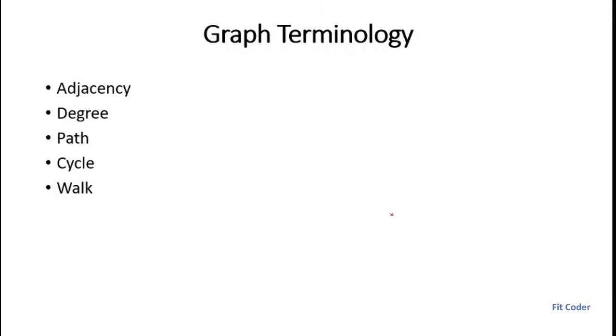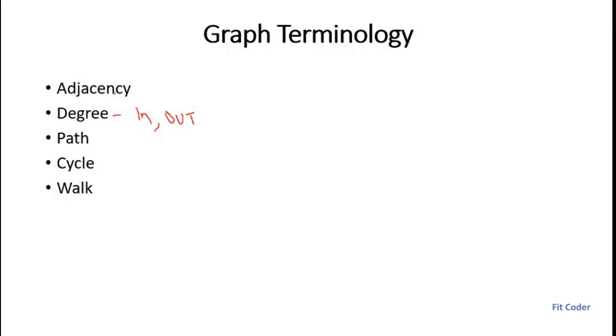Next come these important terminologies that you need to understand for a graph. I've divided them into 5 types. One is adjacency. Then degree, which is comprised of in degree and out degree, and I will explain them to you. Then there are path, cycle and walk.